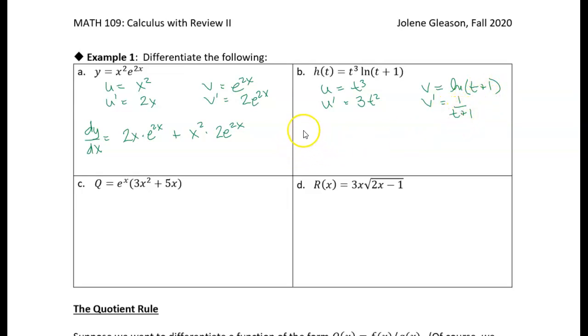So now I'm just going to use the product rule. All right, so I need the derivative of the first times the second, natural log of t plus 1, plus, right, we need the first times the derivative of the second. So that's going to be 1 over t plus 1.